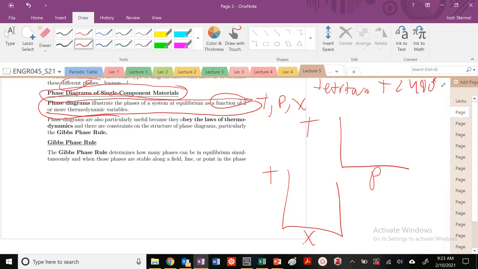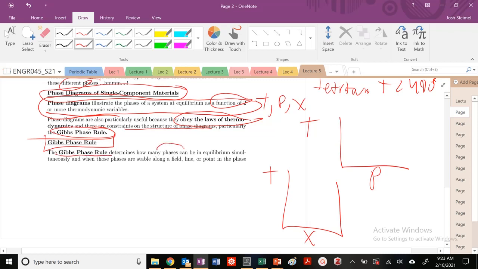Phase diagrams are very, very useful because they obey the laws of thermodynamics. And so there are constraints on how we can develop and draw the phase diagrams, and the structure of the phase diagrams. They have to follow certain rules, specifically the Gibbs phase rule. So we are going to figure out how many degrees of freedom we have in a system, and what the rules and constraints are on how our phase diagram looks. That's given by the Gibbs phase rule, which is very, very important.